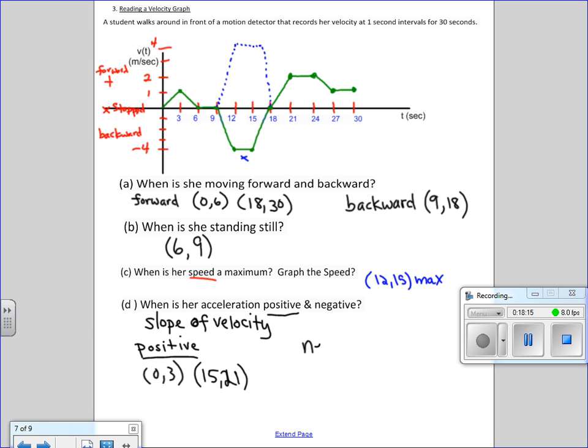Now, acceleration is negative wherever the slope is negative. So between 3 and 6, between 9 and 12, and then between 24 and 27. These should not overlap, because a graph cannot be positive and negative.